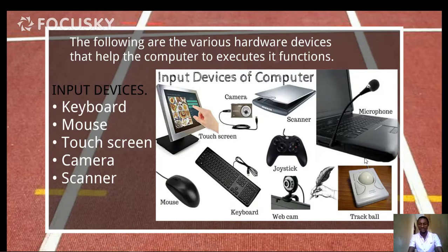As you can see with the diagram over there, all that you see there are input devices that help the computer to carry out its duties. So we have the touch screen, we have the camera, we have the scanner, we have the microphone, we have the trackball, we have the joystick, we have the webcam, we have the keyboard, and we have that of the mouse. Okay, so these hardware components help the computer to execute its functions. Now let's move on straight to that of the processing.